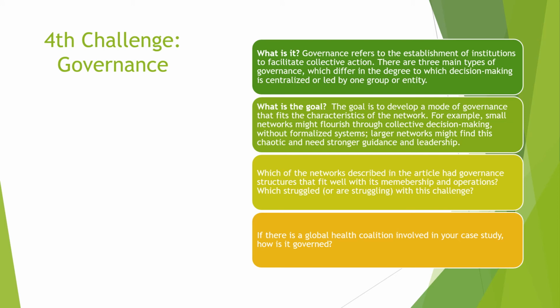And the fourth challenge is governance. Governance refers to the establishment of institutions to facilitate collective action. So there's three main types of governance, and they differ in the degree to which decision-making is centralized or led by one group or identity. And the goal is to develop a mode of governance that fits the characteristics of the network. For example, small networks might flourish through collective decision-making without formalized systems. Larger networks might find this chaotic and need stronger guidance and leadership.